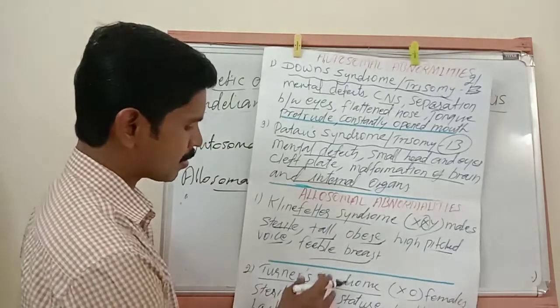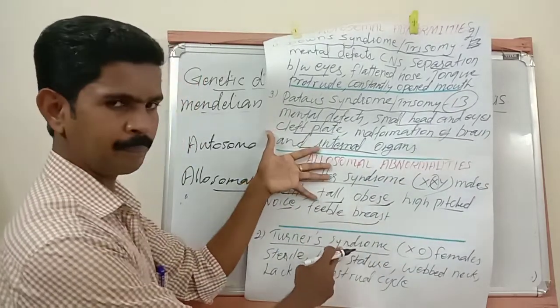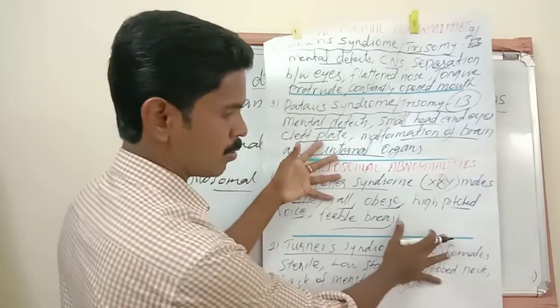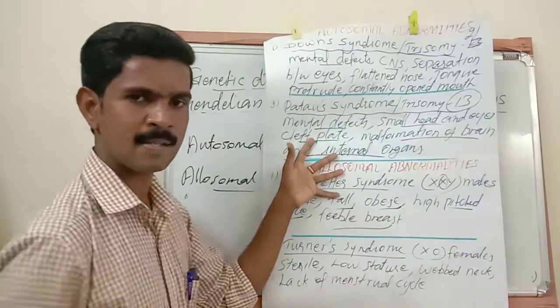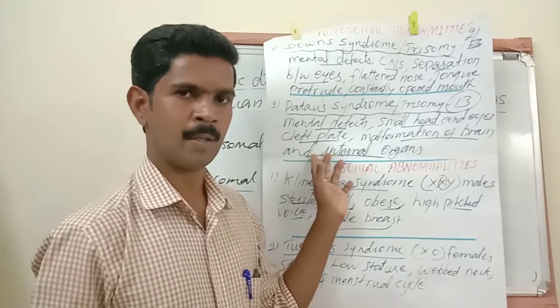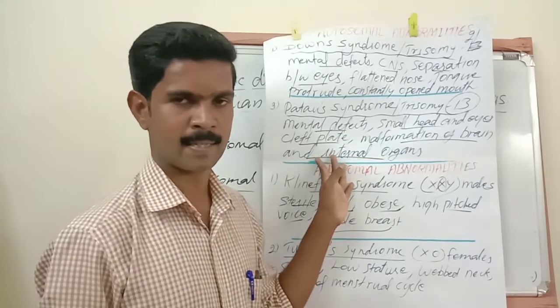Then the next syndrome is called Turner syndrome. Turner syndrome affects females only. So females are affected with this Turner syndrome. Listen very carefully. In Turner syndrome, one X chromosome is decreased in the female cells.